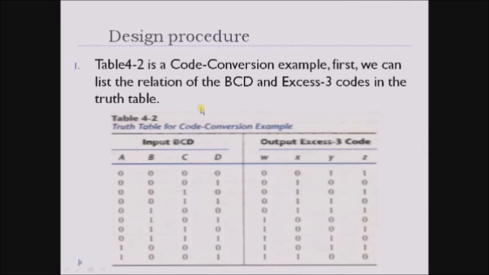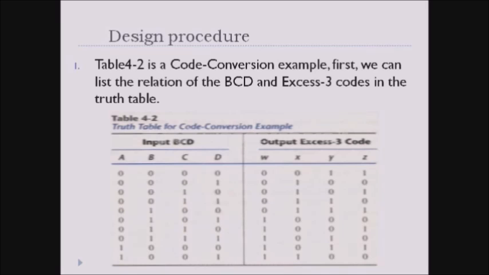Here is a code conversion example. First, we can list the relation of the BCD and X3 codes in the truth table. Actually, the question here is that we have to find a combinational circuit which converts a BCD value into an X3 value. We already know what a BCD value is and what an X3 code is.